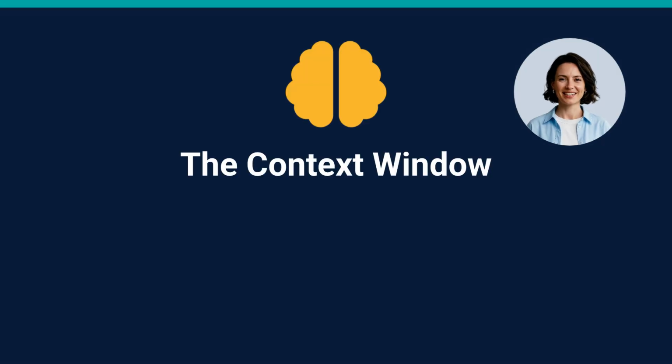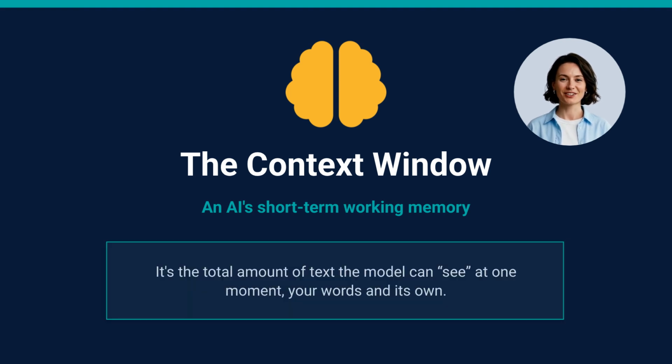Let's introduce the context window, which is the AI's short-term working memory. It's the total amount of text the model can actually see at any single moment, and that includes both your words and the AI's own replies. Everything the AI uses to craft its next response must fit within this context window. If something isn't in the window, the model simply can't use it. There's no separate filing cabinet it reaches into.